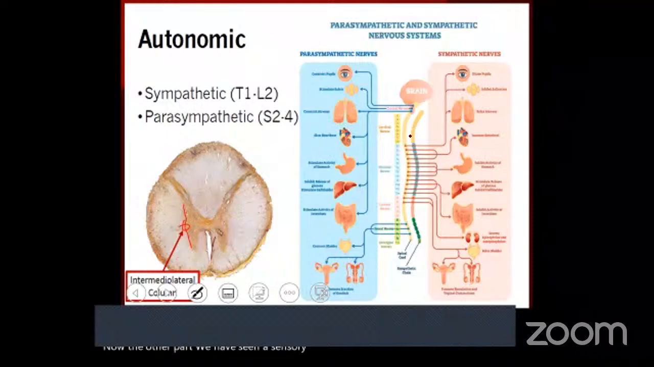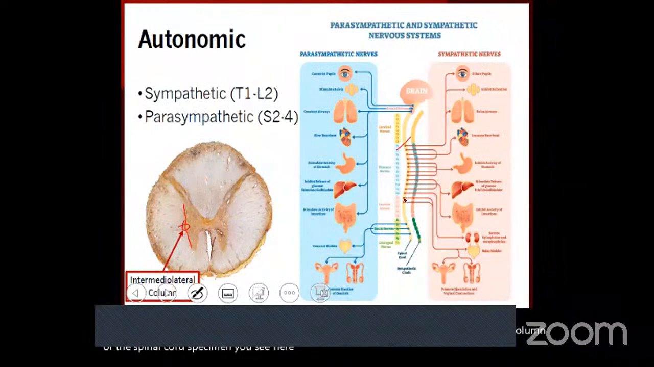T1 to L2. This is the sympathetic outflow. The parasympathetic outflow is which subserves the blood.